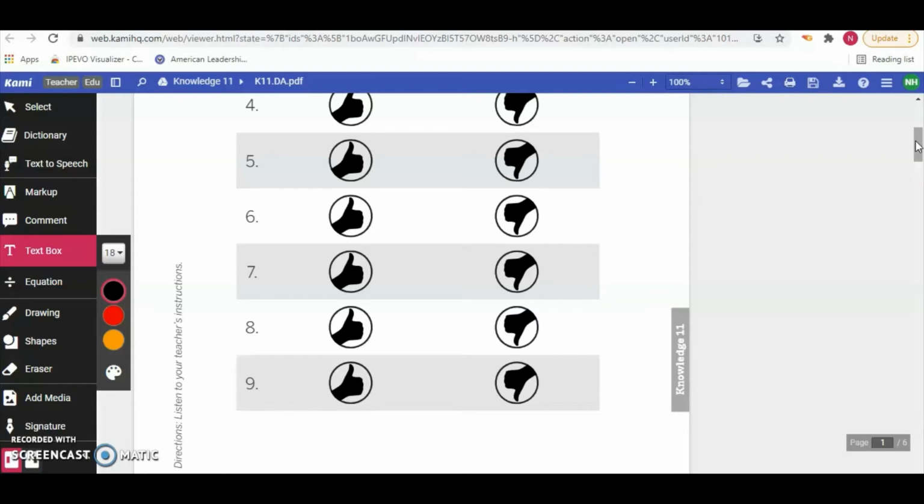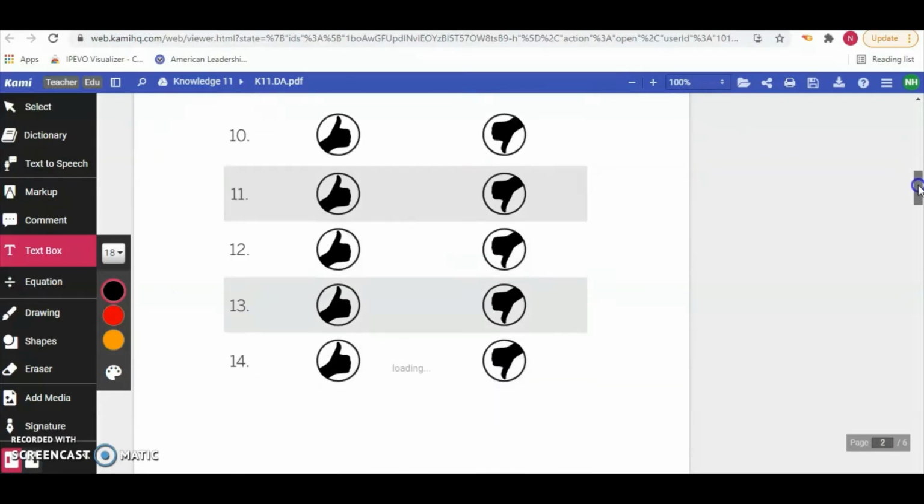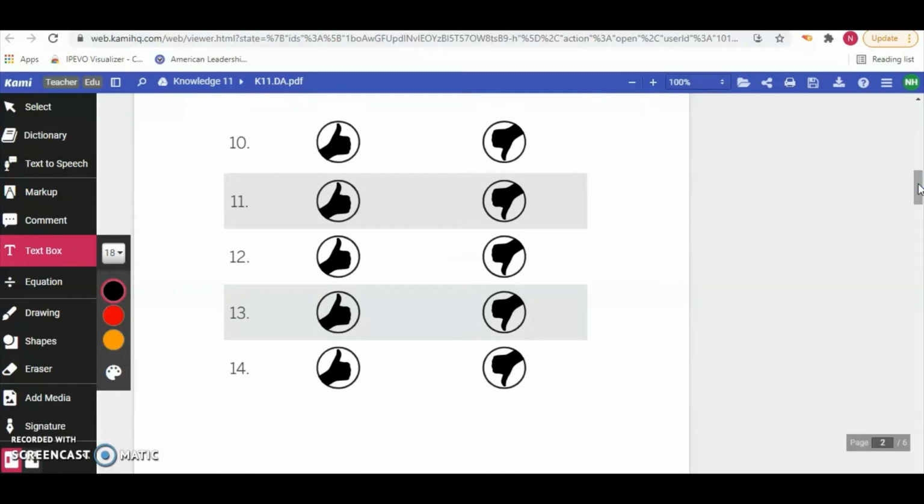Number 9, responsibilities. Are feeding the dog and bringing in the mail 2 responsibilities that some students might have at home? Ten, factors. 10 is on the next page. Factors. Are factors things that influence other things to happen?